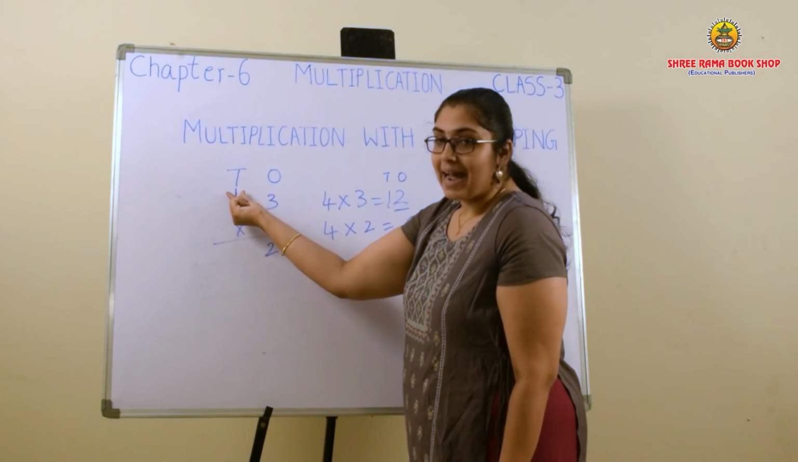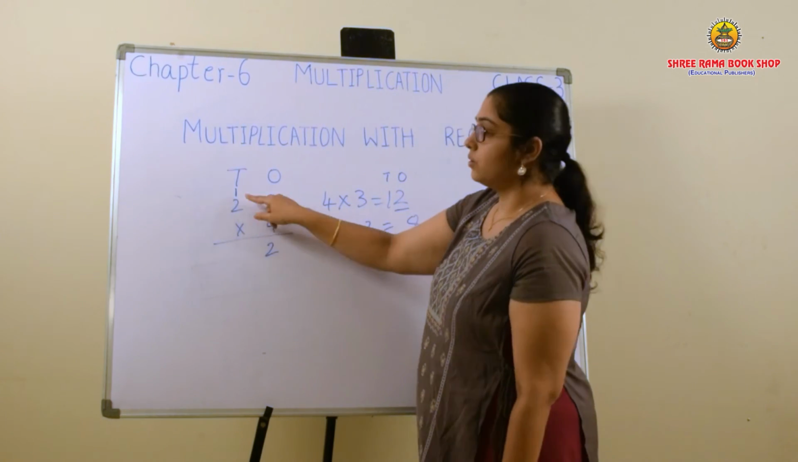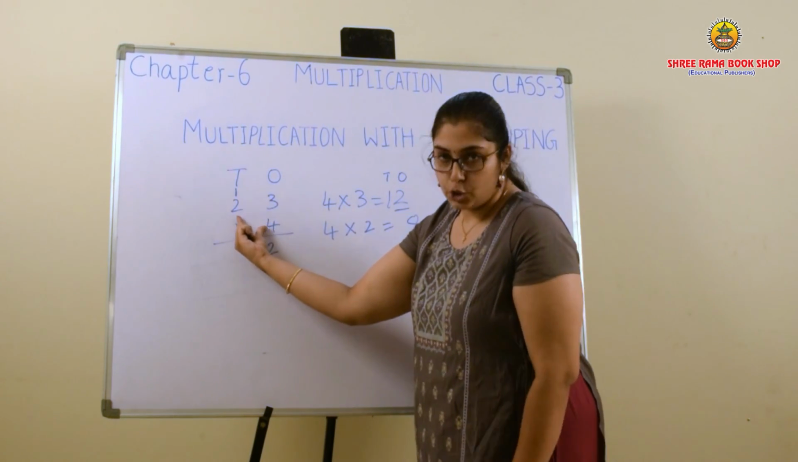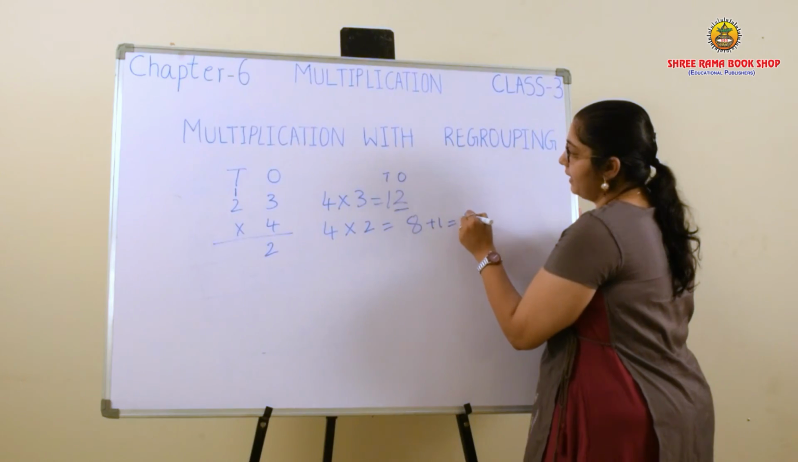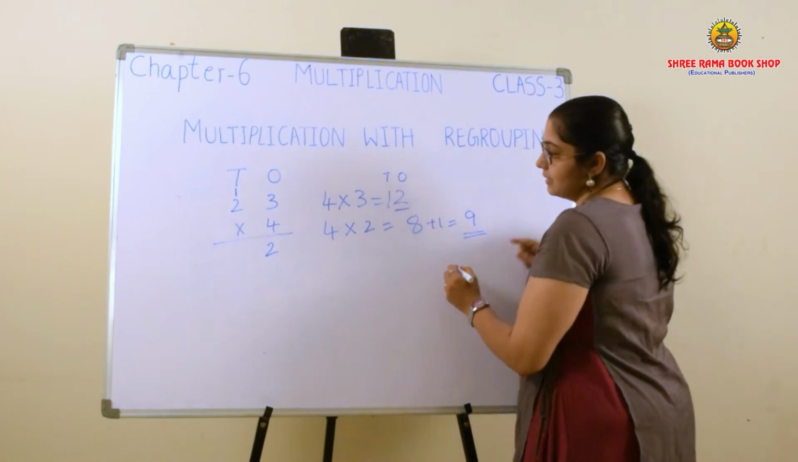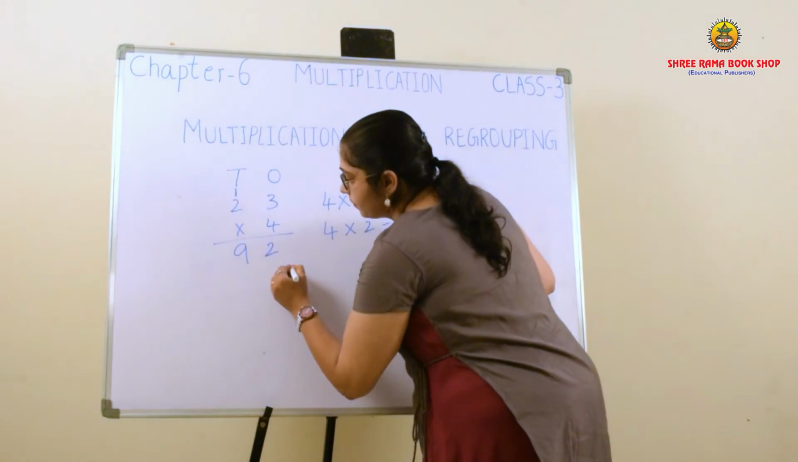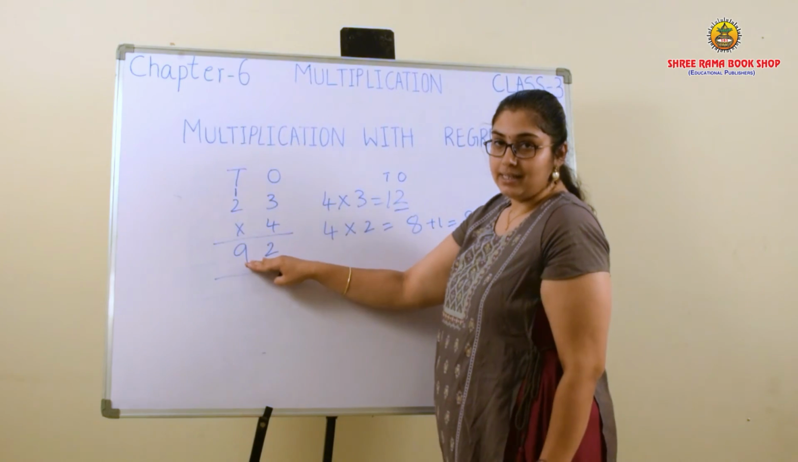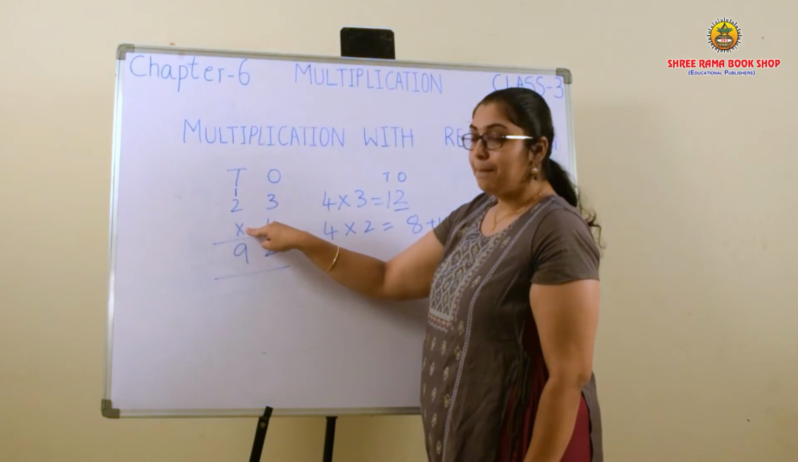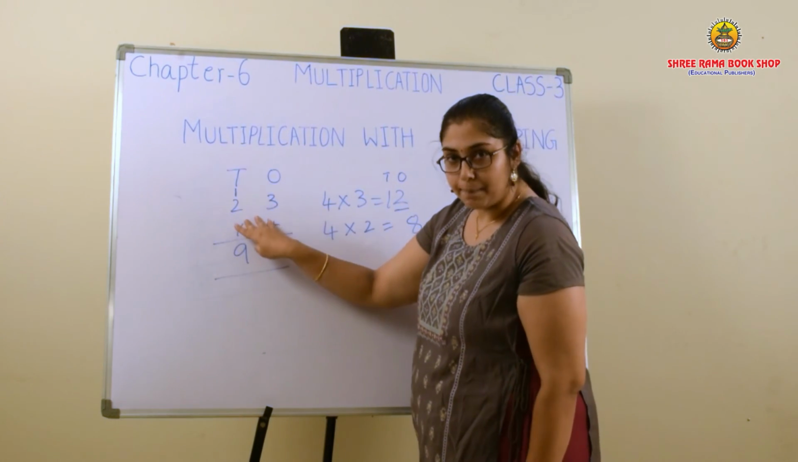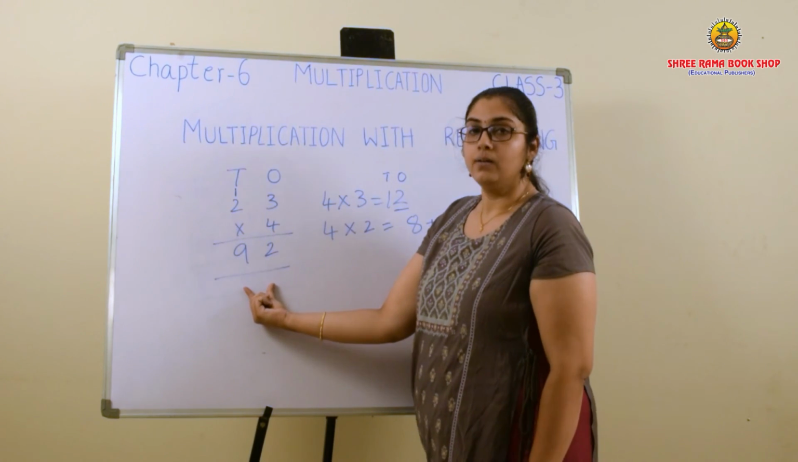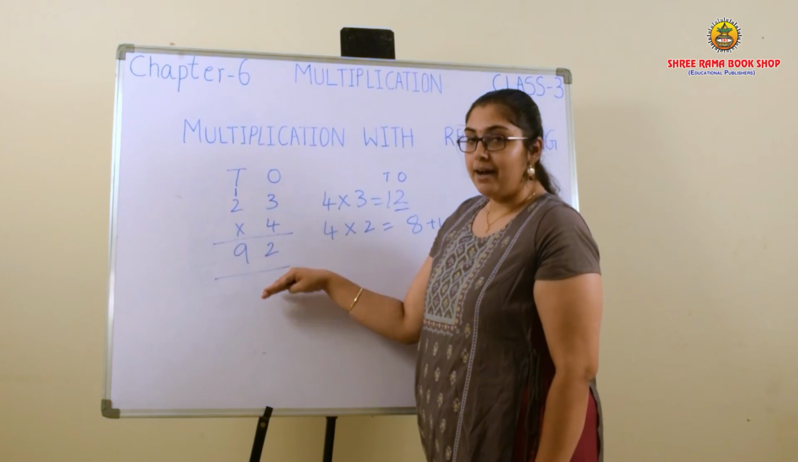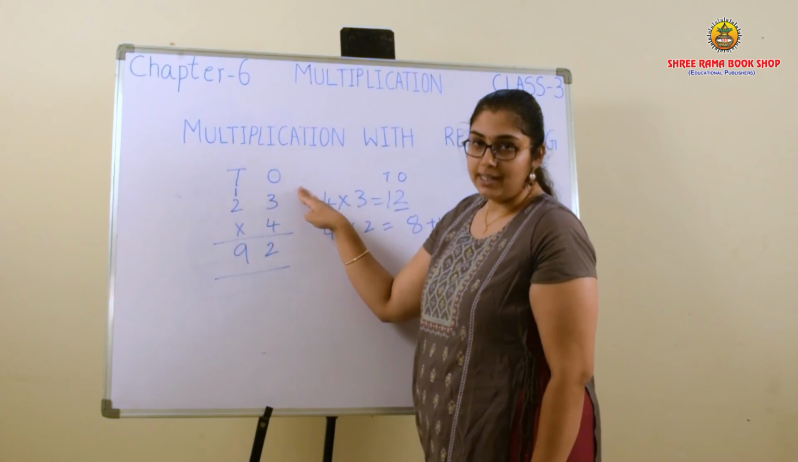So I will be adding this carry digit 1 to the product of 4 and 2. So I need to add 8 plus 1, I will get 9. So this answer I will write over here. So the answer is 92. So when I multiply the 2-digit number 23 with 4, the product is 92. Okay. Now I will be taking an example of a 3-digit number.